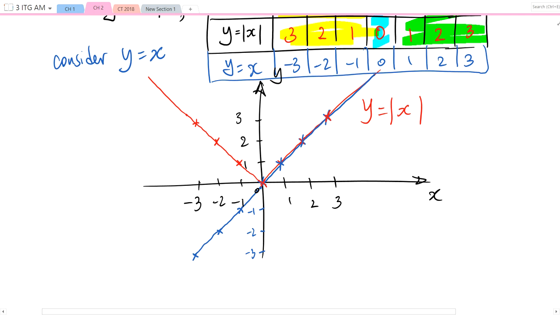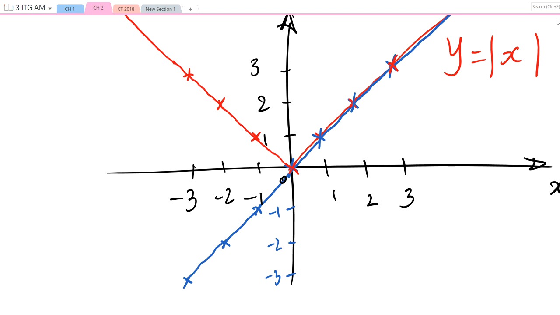And what do we notice about the red lines and the blue straight line? There is half of it that is the same, specifically on the right hand side of the y-axis, and on the left hand side it is slightly different. We see that for every x value, let's consider when x is equal to -1, modulus x gives me 1. However, y, if it is equal to x, gives me -1.